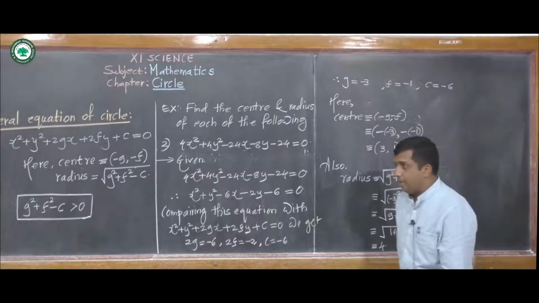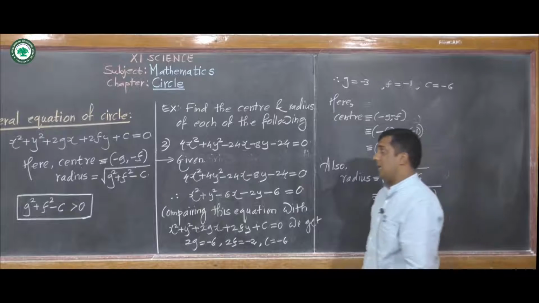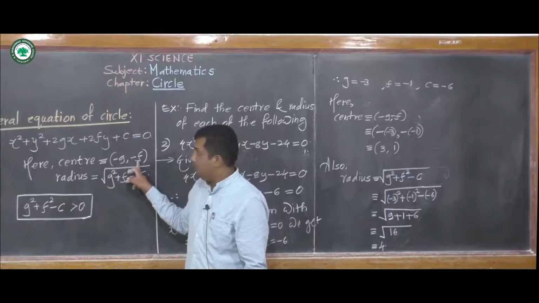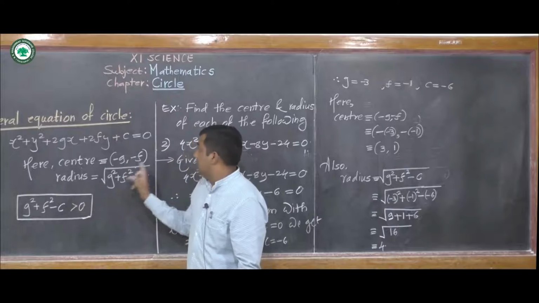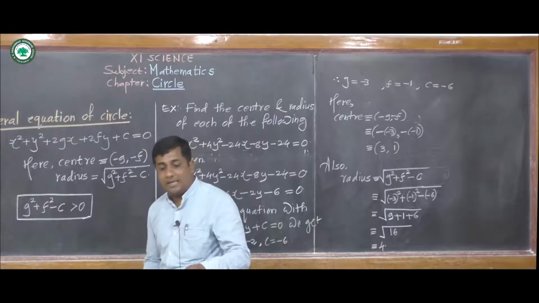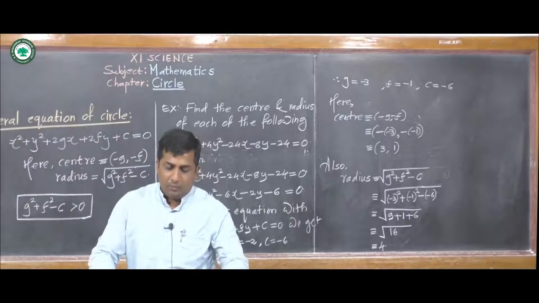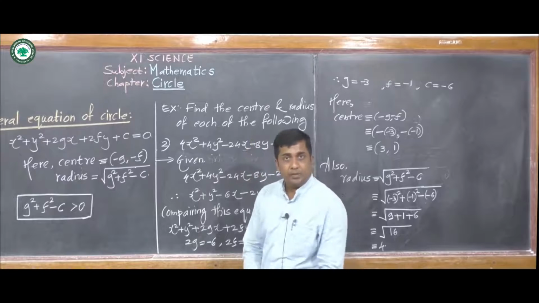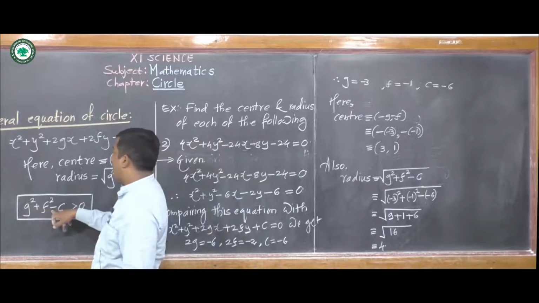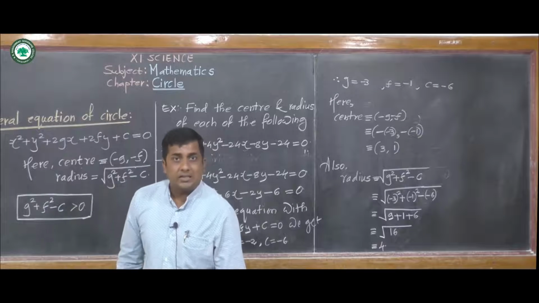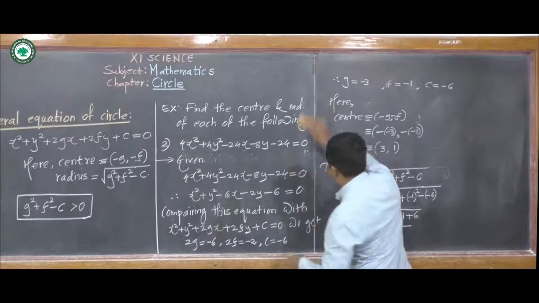So it is a very simple example, directly using our concept, that is, center is equal to minus g, minus f, and radius is the square root of g square plus f square minus c. We find the center and radius. Now we go with our next example depending on a condition. Here if g square plus f square minus c is greater than 0, then the given equation represents a circle. Remember this point. So we go with the example.